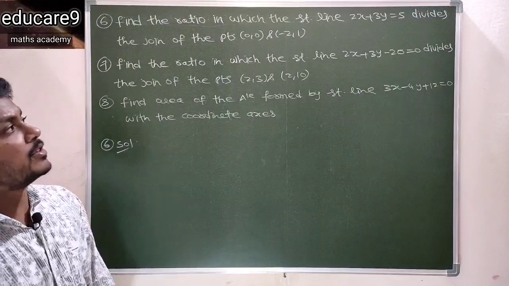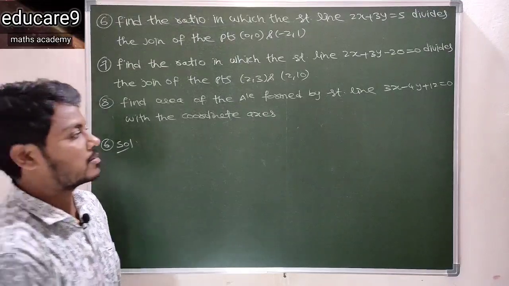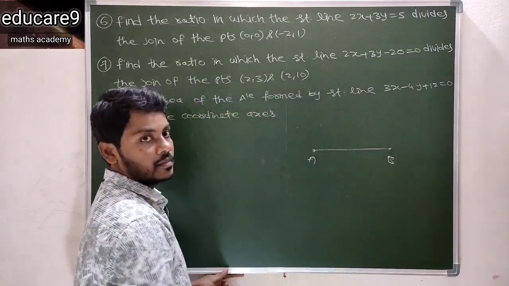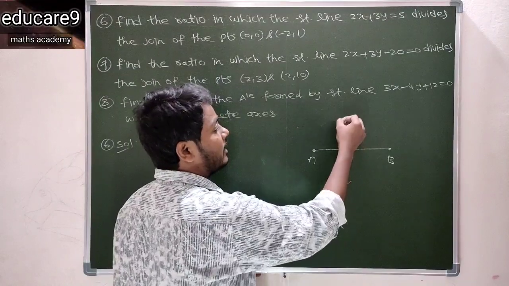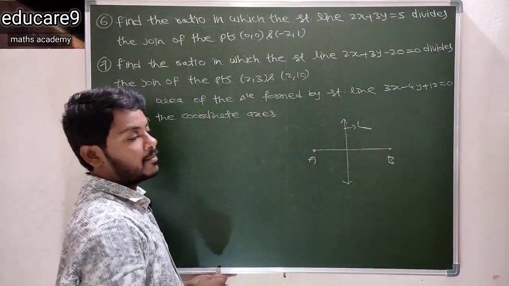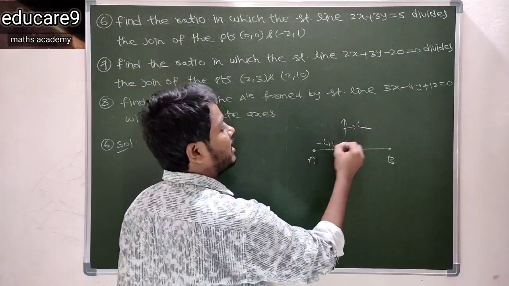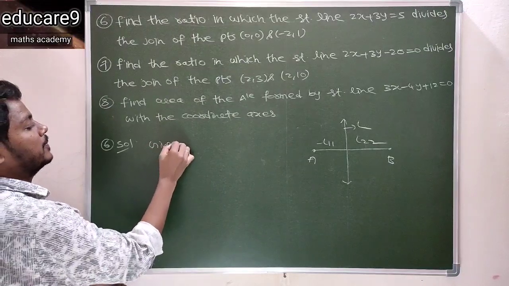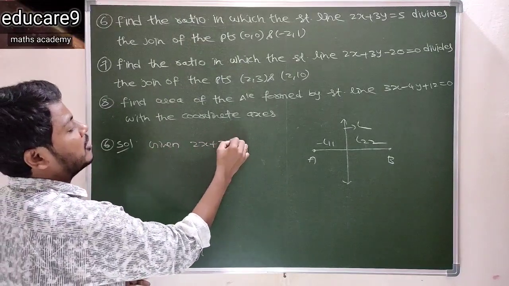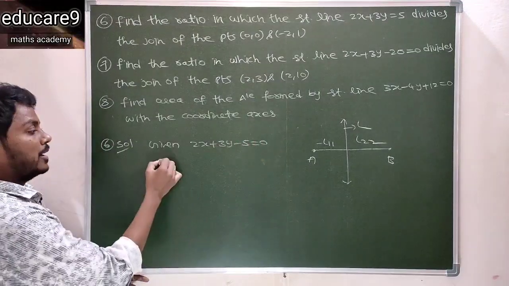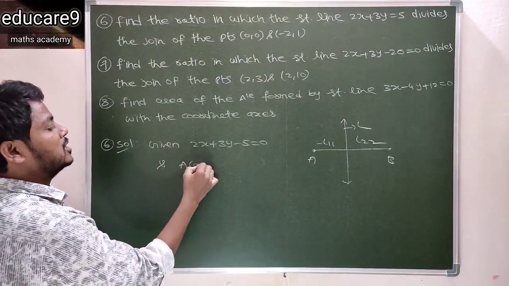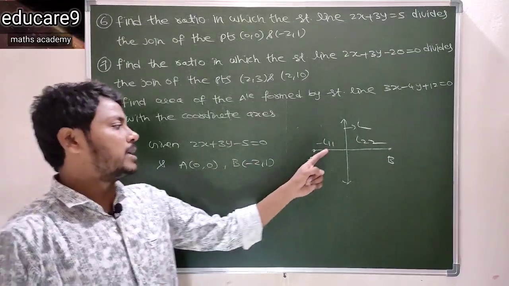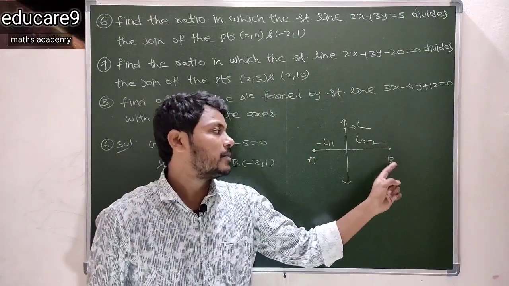So find the ratio in which the straight line divides the join of the points. So see here, you know that this is line segment AB. If any straight line L divides the line segment AB, the ratio is minus L11 is to L22. So see here, given line 2x plus 3y minus 5 is equal to 0 and points A (0, 0), B (minus 2, 1). Here L11 means A lies on the line, L22 means B lies on the line.